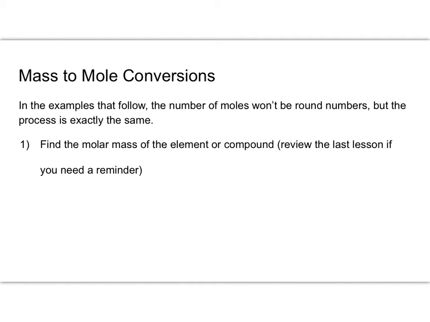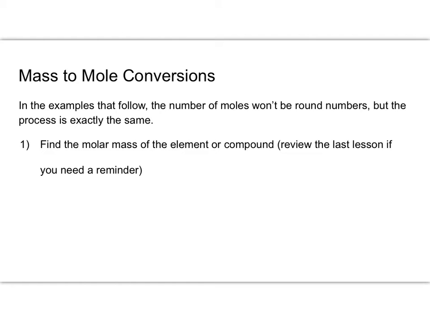Okay? So in the examples that we're going to look at, they won't be round numbers. There's going to be decimals. There'll be some numbers that are less than 1, like 0.08 and things like that. It doesn't matter what the number of moles comes out to. There's no rule that says it has to be 1 or more. When you have a number of grams, you could have a tenth or 100th or even 1,000th of a mole, depending on the number of grams and the molar mass.